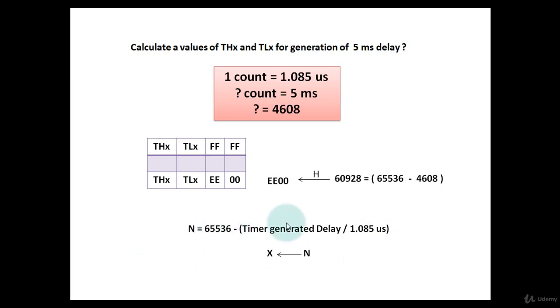Here is the simple formula to obtain the value that we need to load into the timer register to produce a particular time delay. Take the delay that you want to produce, divided by 1.085 microsecond. This value you have to subtract from the maximum count value 65536. The obtained number is in decimal format. You have to convert it into hex format, and that value you have to load into the timer register.